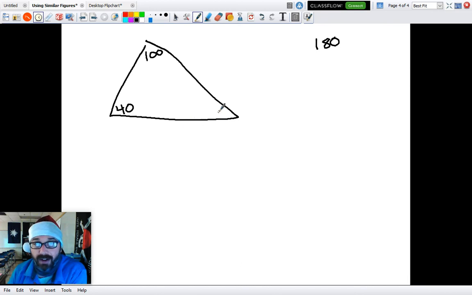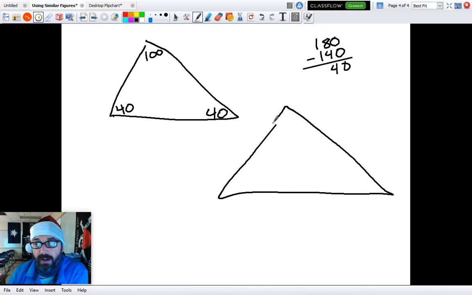So if I have an unknown here, I know I've got 2 of them, so 100 plus 40, so I just have to subtract 140 from 180. I have 40 degrees left. So this angle is a 40-degree angle. And now if I had another angle down here, another triangle, right? And I told you that these are similar, and if I told you this was 100, could you tell me what M was?